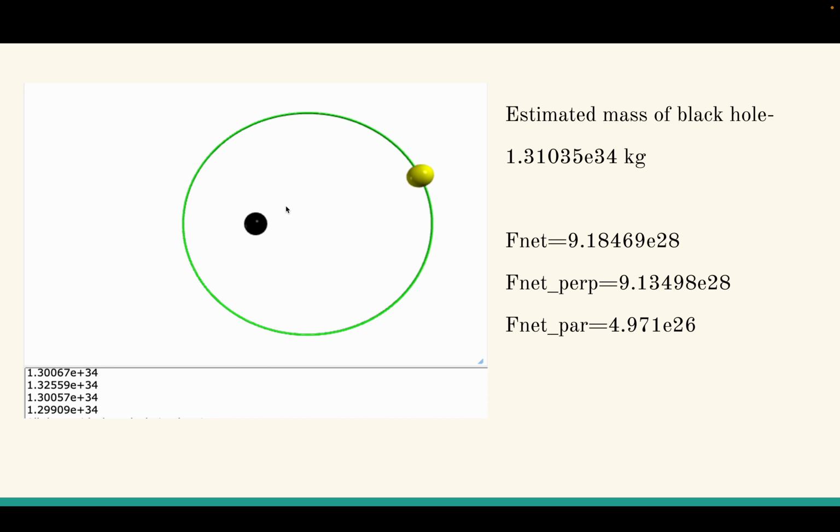And so from our simulation, as shown on the left, our estimated black hole mass, which was the average value, was 1.31 times 10 to the 34 kilograms. And down here, our net force was 9.18 times 10 to the 28, which is a combination of the net force perpendicular plus the net force parallel.